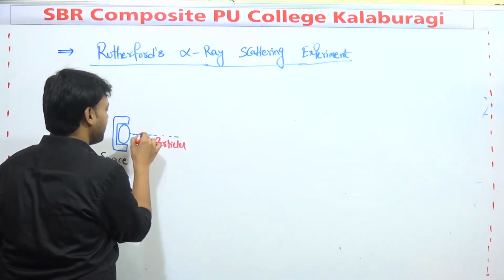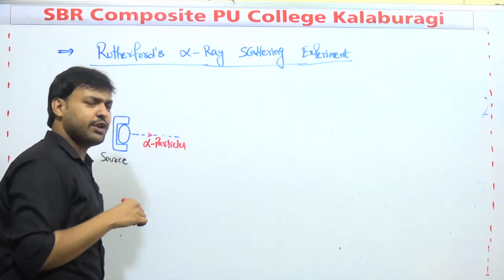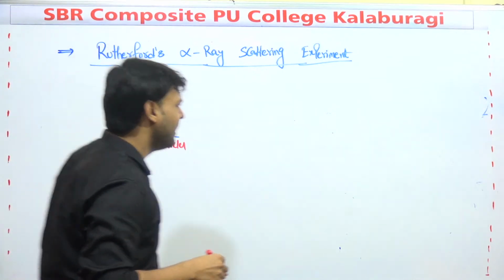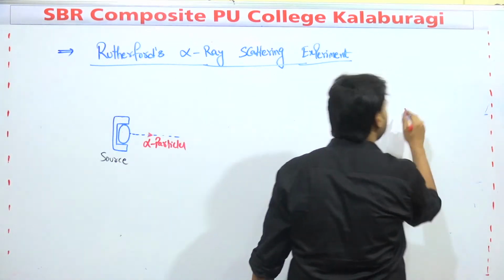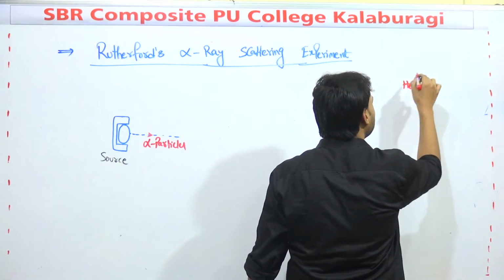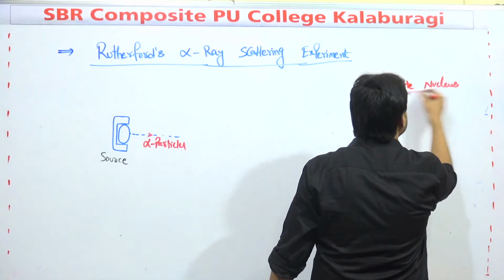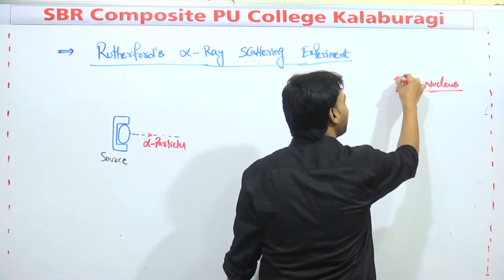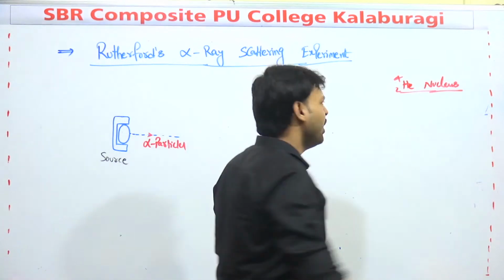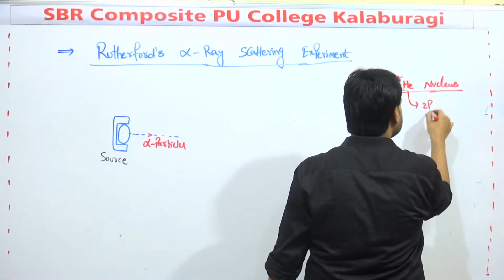What do you mean by alpha particles? Try to understand: an alpha particle is nothing but a helium nucleus. So what is helium? 2He4, I think we know. So 2 protons as well as 2 neutrons.